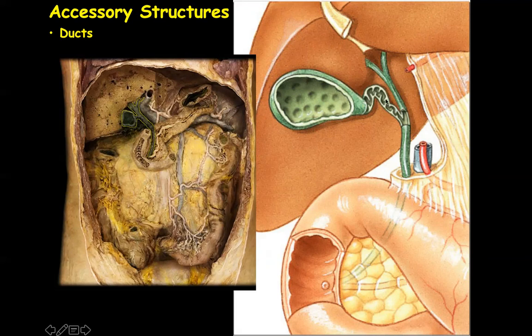The cystic duct is what drains into the gallbladder. So this section right here is the cystic duct. And at the merge of the common hepatic duct and the cystic duct, that becomes the common bile duct. That's going to lead to the duodenum. And it drains into the duodenum here at that hepatopancreatic ampulla, or the ampulla of Vater.